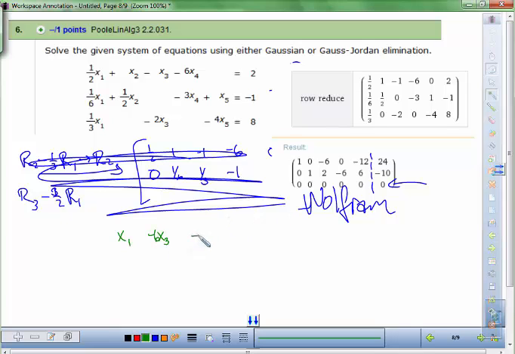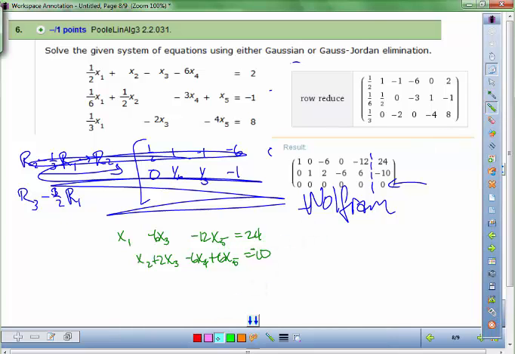1 times x1 minus 6x3 minus 12x5 is equal to 24. We got 1 times x2 plus 2x3 minus 6x4 plus 6x5 is equal to negative 10. Thank you. So these are the leading variables, leading coefficients, the leading terms, and then they both have a 1, which means all these other variables here have to be represented by a parameter.